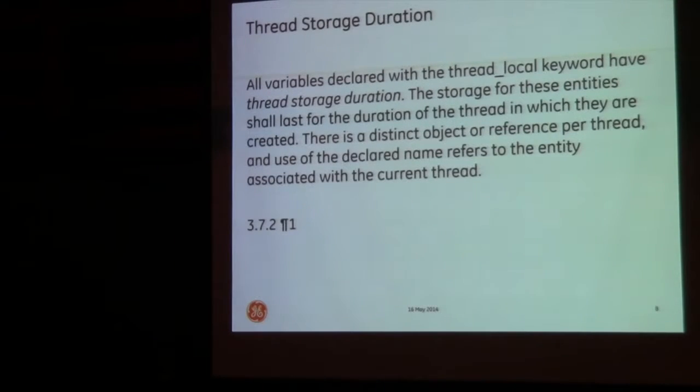Thread storage duration. This was added, I believe, in C++11. These variables are specific to one thread. Each thread will have its own instance, and when it's used within a thread, it only gets its threaded version.